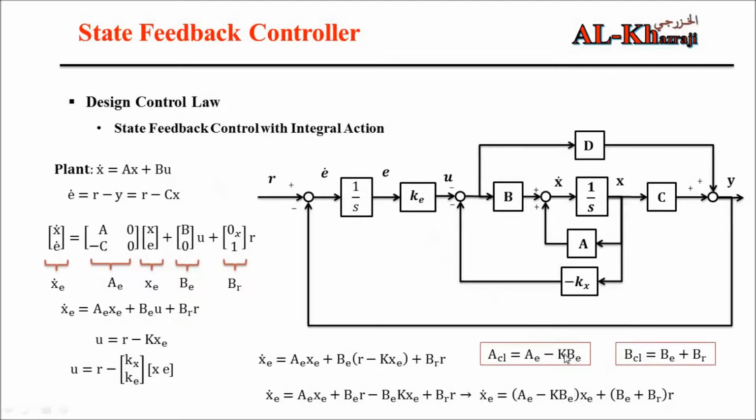Now how could we find the K? This is the only variable we have in the system. The remaining are the same, A and B, which we cannot change, and C also. We cannot change A and B and C. So the only variable we have is K, and we can use pole placement and LQR to find this K for the states of the system and also the integral part.